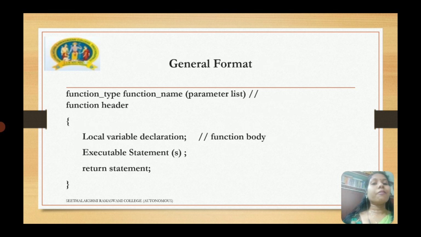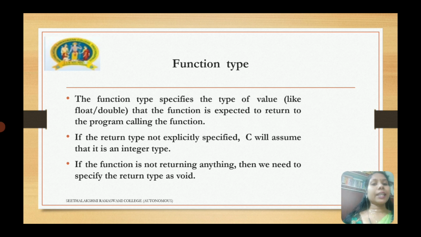General format. Function type followed by function name. Within parentheses, we have to pass a parameter list, and these are all called your function header. Within the curly braces, local variable declaration, executable statements, return statements. These are called your function body. Function type. The function type specifies the type of value that the function is expected to return to the program calling the function. If the return type is not explicitly specified, C will assume that it is an integer type. If the function is not returning anything, then we need to specify the return type as void.